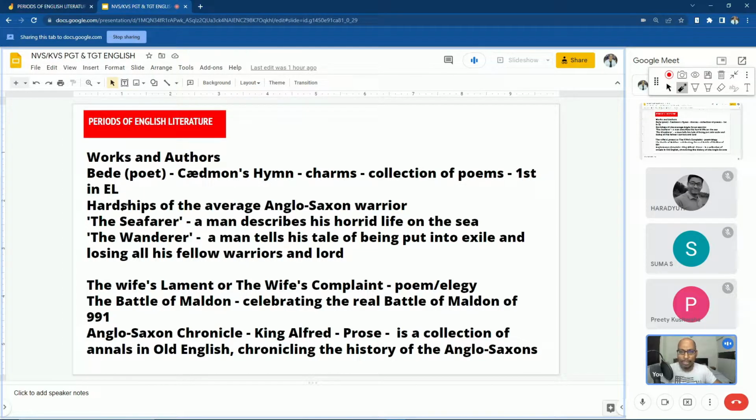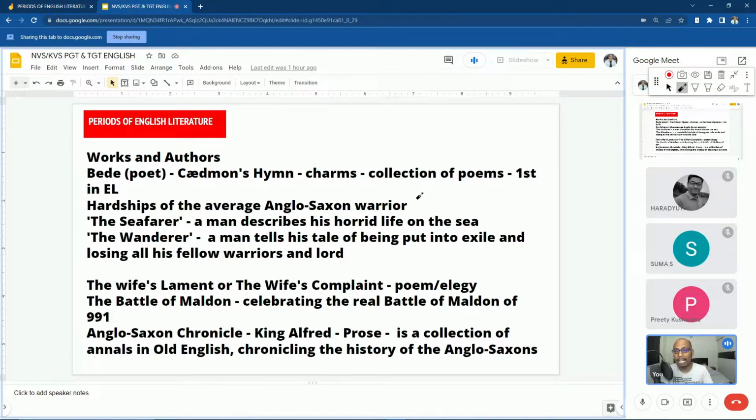Then what is the content? Hardships of the average Anglo-Saxon warrior. So what did this Anglo-Saxon warrior used to do? They are the Germanic tribes. They travel on the sea in warships, and they always fight in alien and foreign lands. So when they return, they tell stories to their friends, and when those people get this kind of information, they try to write the charms or poems depicting the life of these Anglo-Saxon warriors.